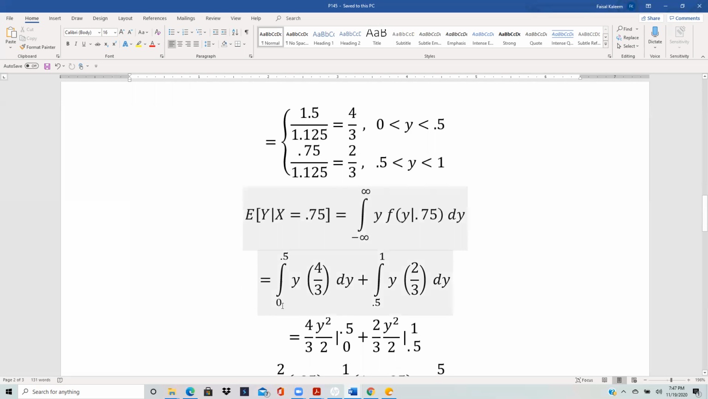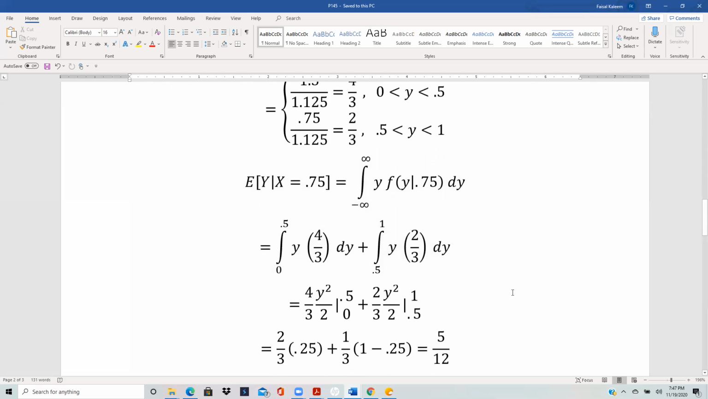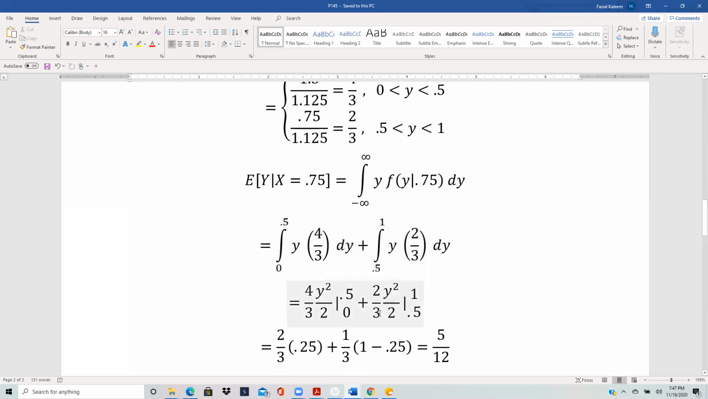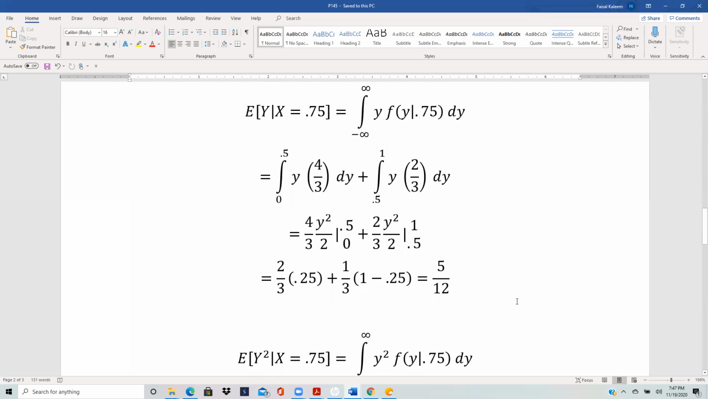So when y is between 0 and 0.5, it's 4/3. And when y is between 0.5 and 1, it's 2/3. And you integrate against y because you're finding the expected value of y. So the integral of y is y squared by 2. And then when you substitute the limits, you end up getting 5/12.